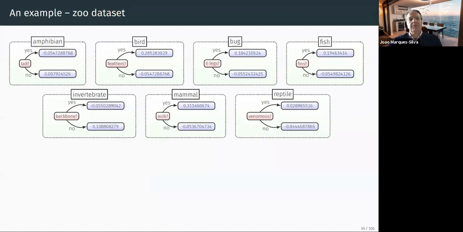So just to give you an example, this is a very simple data set available on the machine learning repository. It's the Zoo data set. And this is a simplistic boosted tree, just to fit the slide. So we have 7 trees, and depending on the value, we pick the class. The class can be amphibian, bird, bug, fish, invertebrate, mammal, or reptile.